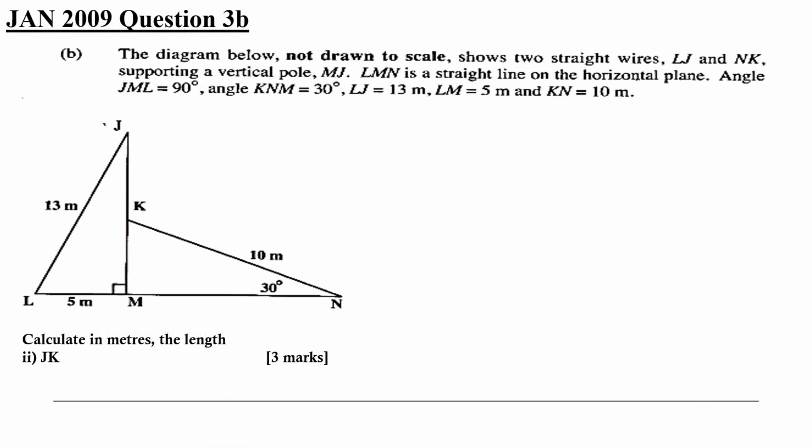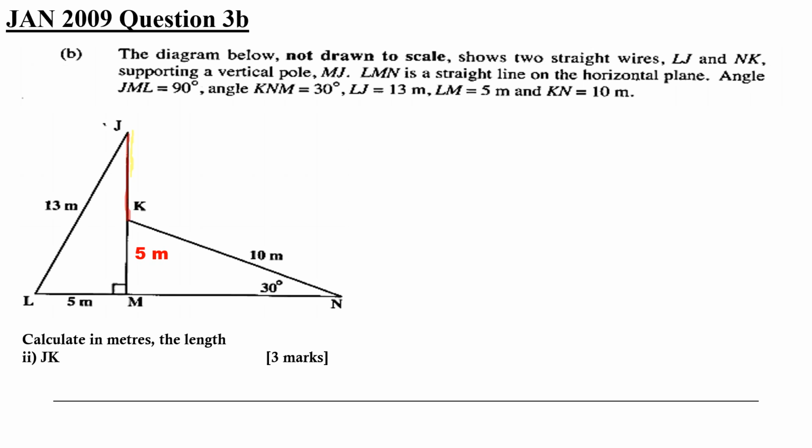Okay, so we're at part 2. It says here, calculate in meters the length of JK. So we had worked out MK in part 1, 5 meters. And now we're being asked to find JK, which is here. Let me use red.